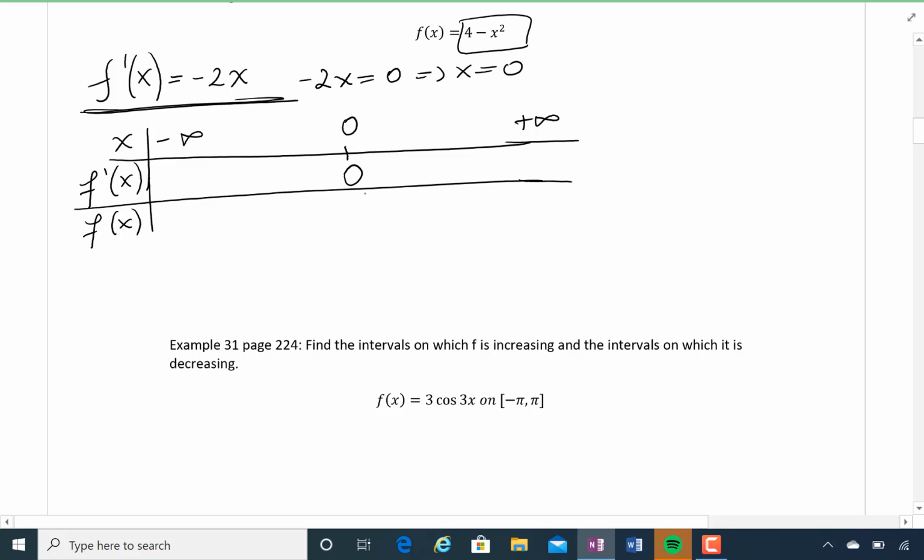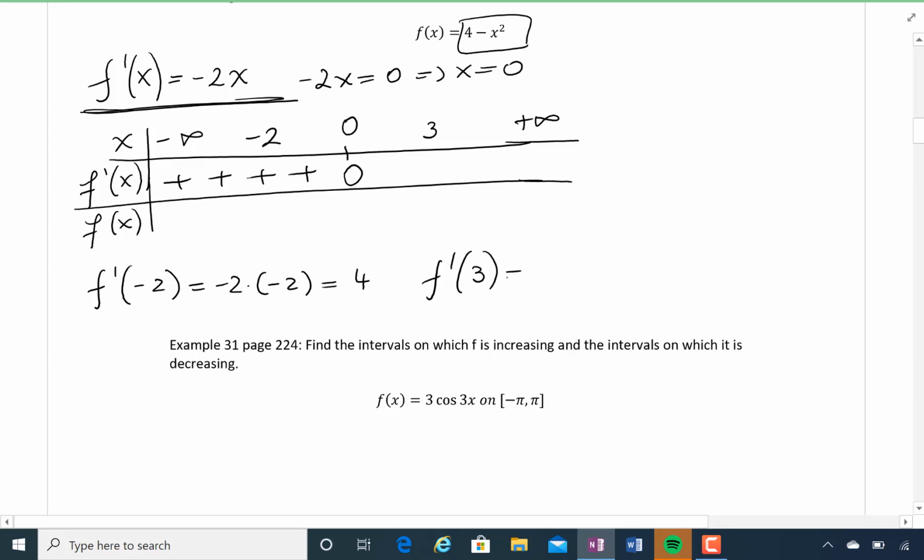Now, choose a number to the left of 0. Let's say negative 2. What is f prime of negative 2? It's negative 2 times negative 2, which is 4. What if you calculate another one, negative 3, and so on? You're going to get positive numbers. So I'm going to put plus here. And to the right, let's choose 3, for example. What is f prime of 3? f prime of 3 is negative 2 times 3, which is negative 6. So we have negative values here. Choose more numbers if you want to double check.